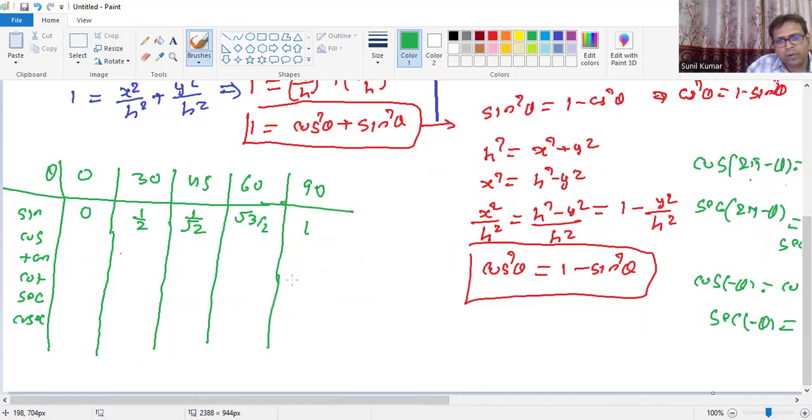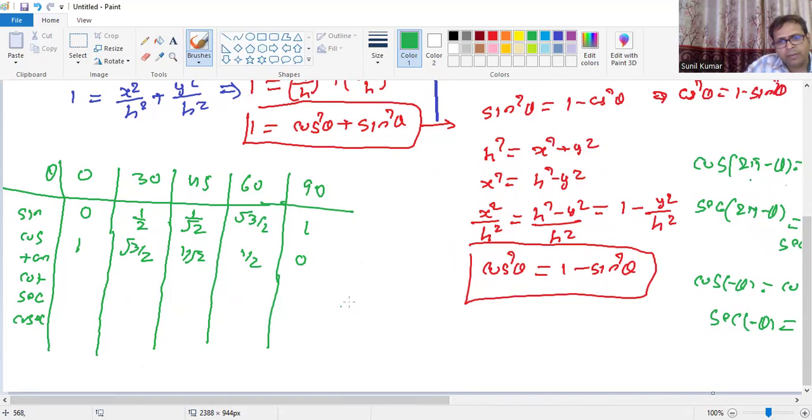For cos, just reverse these values. Whatever sine 90 is, 1, cos 0 becomes 1. We just have to reverse the values. What will we get here? 1, then root 3 by 2, then 1 by root 2, 1 by 2, and 0.